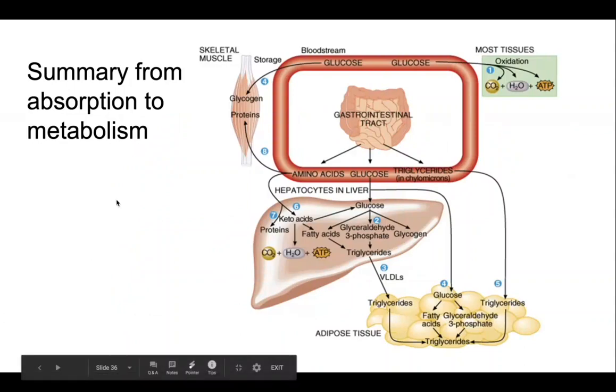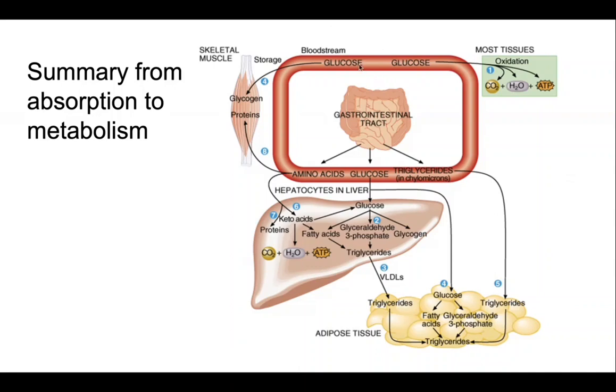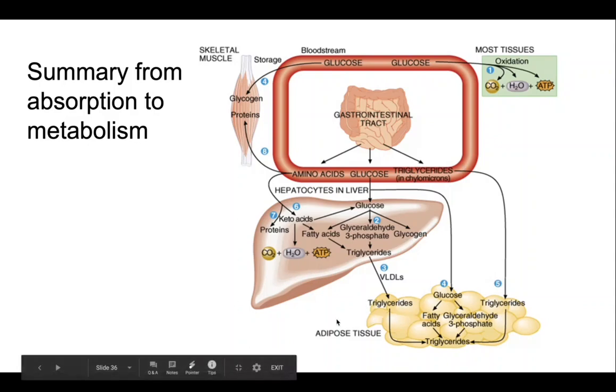So this is kind of a summary showing what happens when you have glucose in the bloodstream. Some of it can be converted into glycogen stored in the liver and the muscles. In most of the tissues, you're going to do this oxidation. This is showing here what the hepatocytes do with the proteins, the fatty acids. Here you can do some triglyceride formation, some glycogen formation. And then this is showing how things can end up being stored in the adipose tissue.